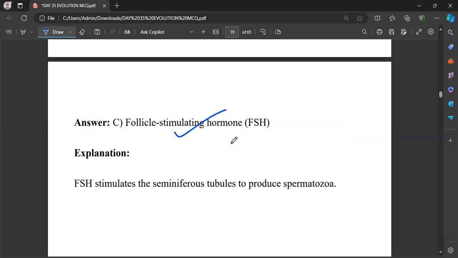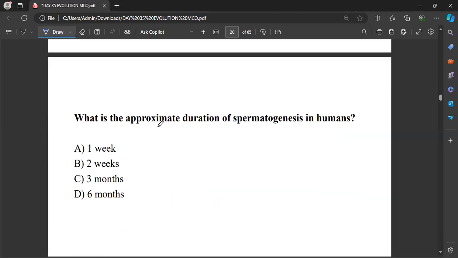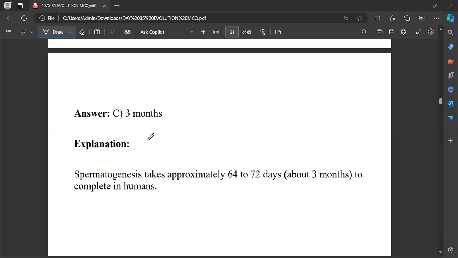That will be the follicle stimulating hormone. Very good. And what is the approximate duration of spermatogenesis in humans? Just think whether it will take weeks or months. Is it 3 months? Spermatogenesis takes approximately 64 to 72 days to complete in humans.